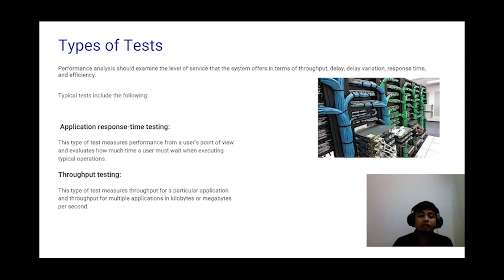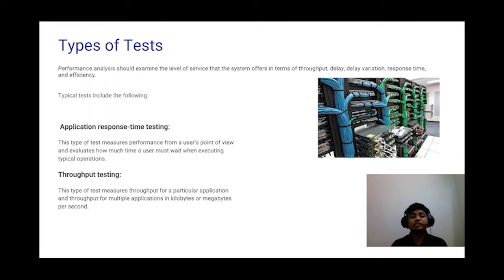We have a few types of tests. The performance analysis should examine the level of service that the system offers in terms of throughput, delay, utilization, response time, and efficiency. Typical tests include four types. The first one is application response time testing. This type of test measures performance from the user point of view and evaluates how much time a user must wait when executing typical operations.